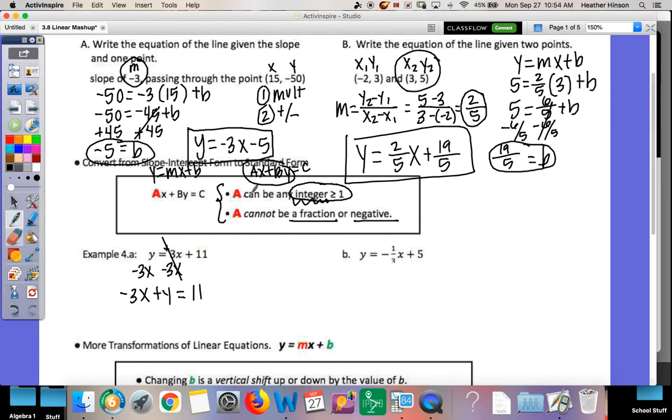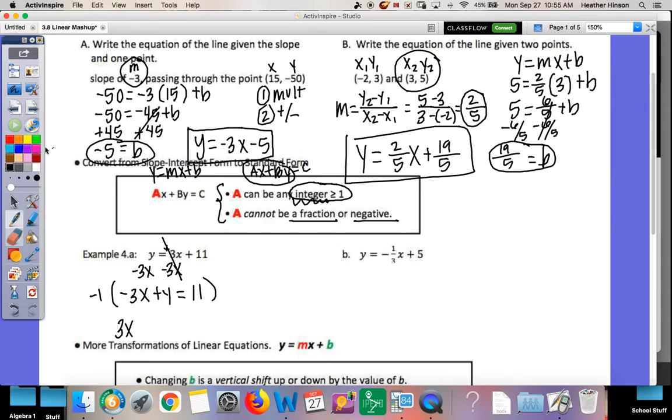But remember, a has to be any integer greater or equal to 1. So it can't be a fraction. Well, I don't have a fraction here. But it also can't be a negative, and I do have a negative here. So to get rid of that negative, I can just multiply out another negative, or in this case, a negative 1. Because a negative times a negative, that'll give me a positive 3.